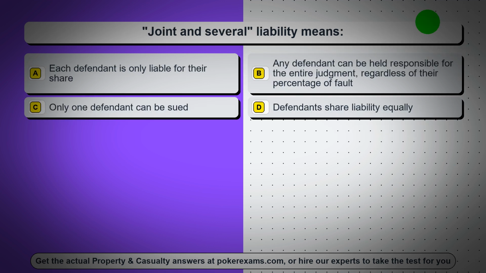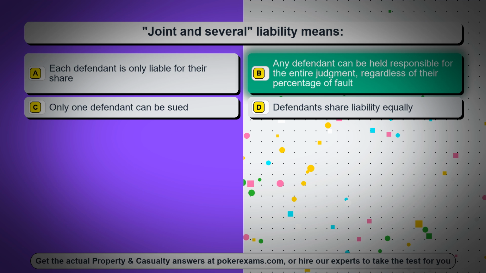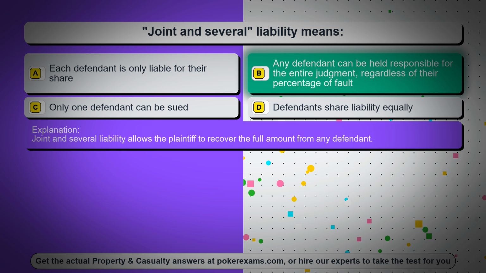Question 86. Joint and several liability means: Option A, each defendant is only liable for their share. Option B, any defendant can be held responsible for the entire judgment, regardless of their percentage of fault. Option C, only one defendant can be sued. Option D, defendants share liability equally. The correct answer is option B, any defendant can be held responsible for the entire judgment, regardless of their percentage of fault. Joint and several liability allows the plaintiff to recover the full amount from any defendant.